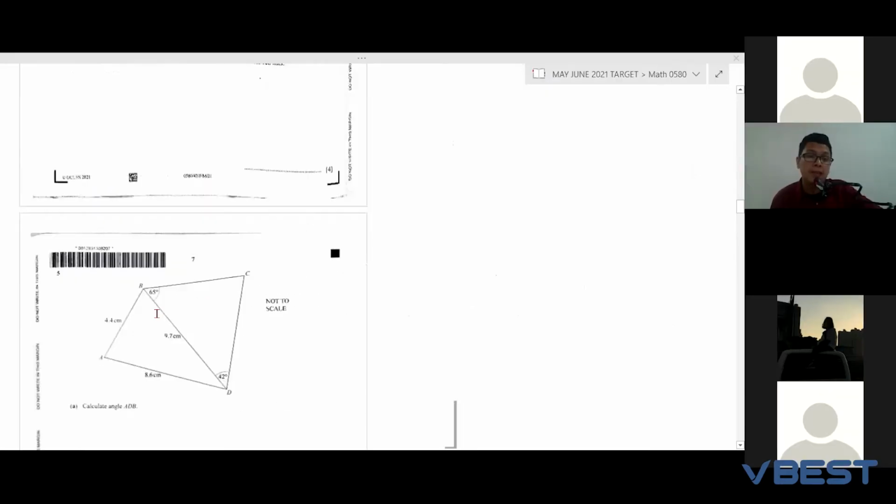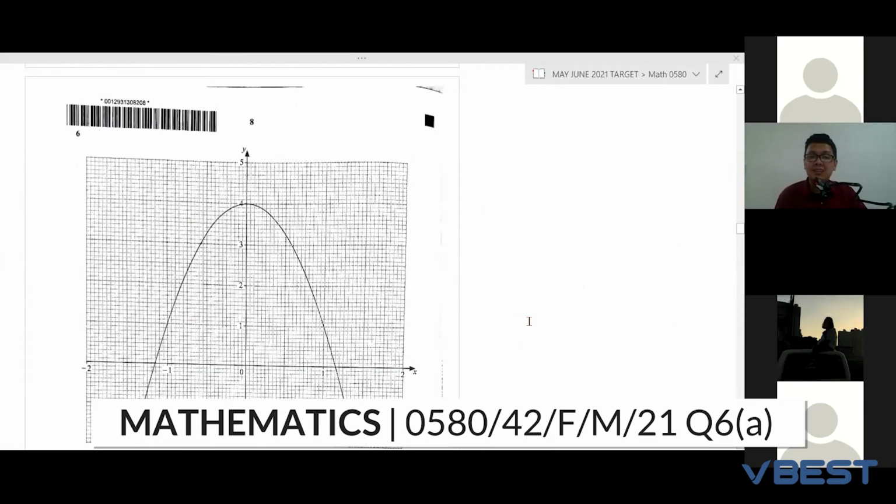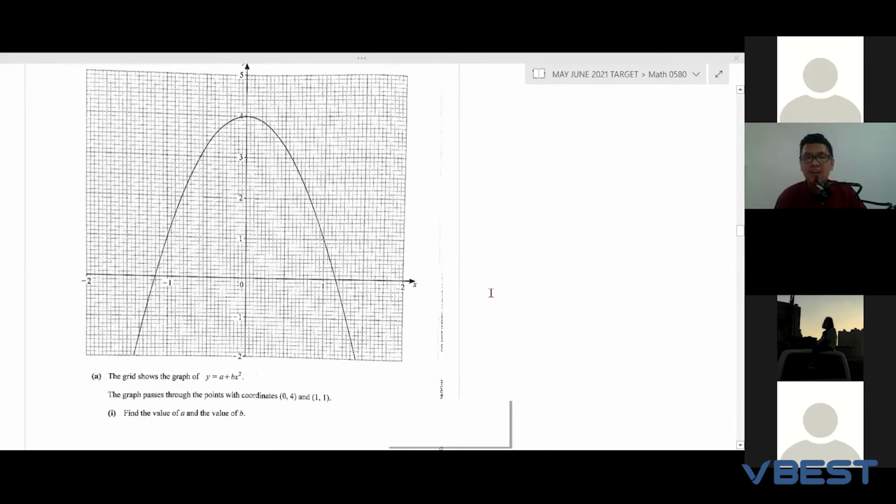Question number 6 here. Later on, Mr. Desmond will discuss this. Okay, we have a common question, a graph here. It's just a February March paper. Maybe this question is coming. I don't know. Okay, look at it carefully.